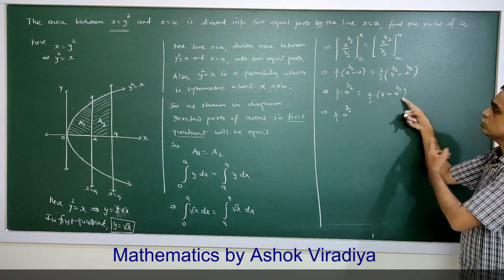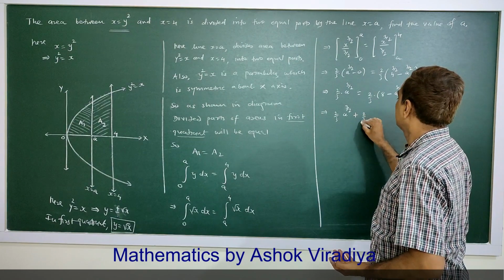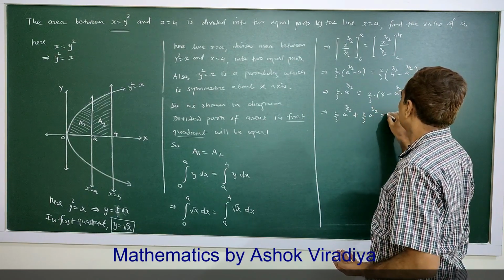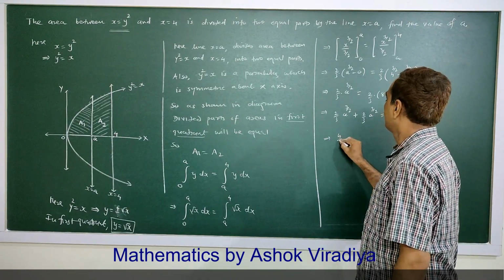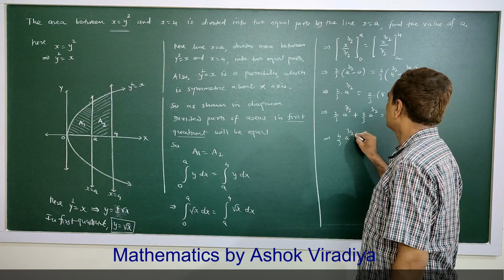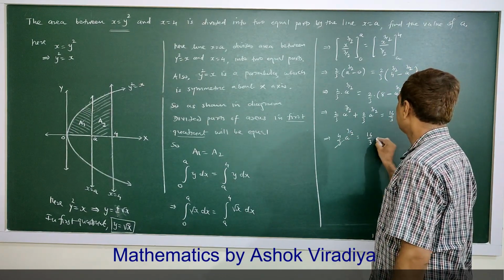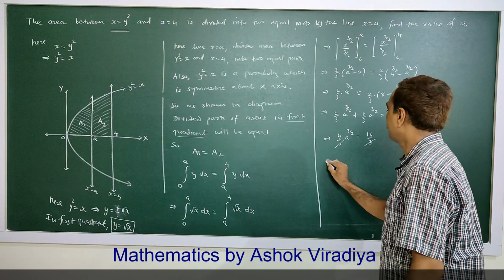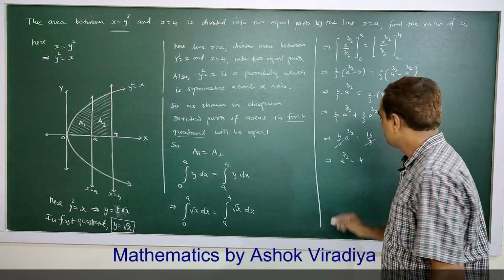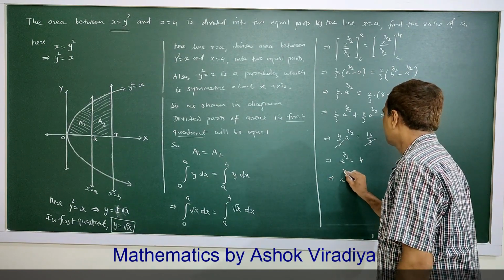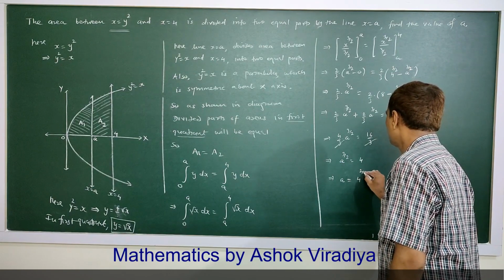Shifting 2 by 3 times a raised to 3 by 2 from the right side to the left side, we get 2 by 3 times a raised to 3 by 2 plus 2 by 3 times a raised to 3 by 2 equals 16 by 3. So 4 by 3 times a raised to 3 by 2 is equal to 16 by 3. The 3 will be cancelled. Therefore a raised to 3 by 2 is 4, so a is 4 raised to 2 by 3.